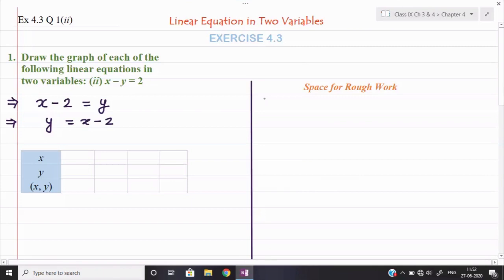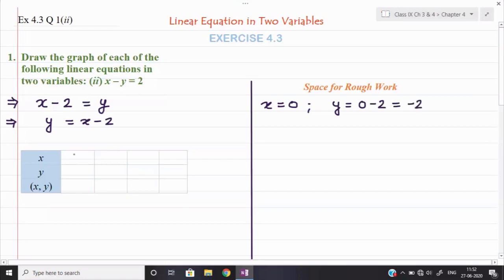So let us see the first value. If I take the value of x is equal to 0, because 0 gives a value of y quickly over here. So y will be equal to 0 minus 2, and 0 minus 2, you know that it is minus of 2.